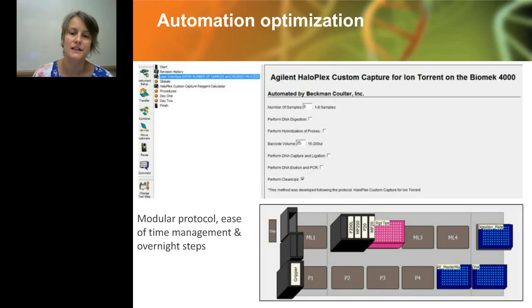And here I'm just showing the deck layout for this protocol as well, which is very similar.